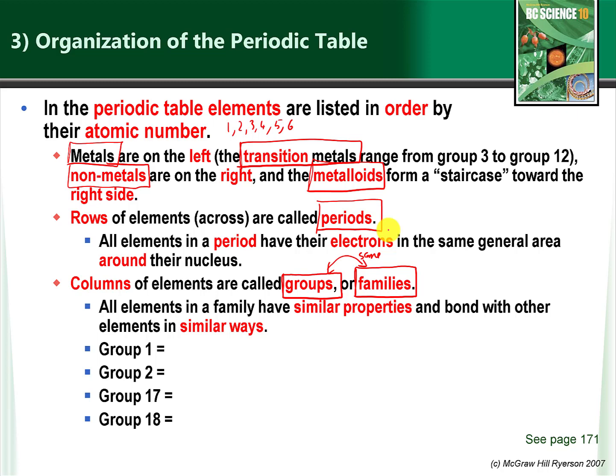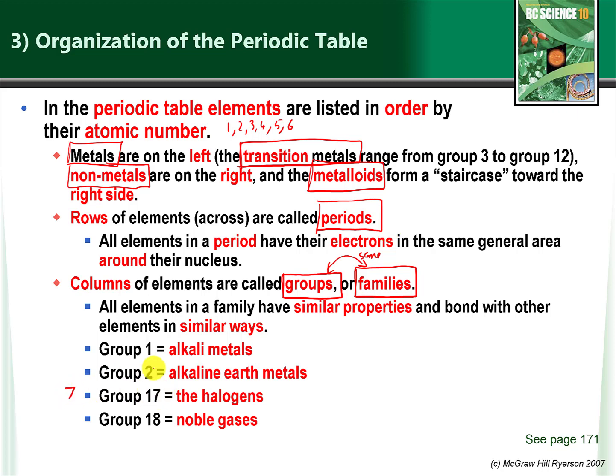And there are four families that you need to know by name. And they are alkali metals, alkaline earth metals, the halogens, and noble gases. And sometimes they call group 17 actually just group 7. And sometimes they say group 18, sometimes they just say group 8. I'll show you why. So you need to know where the alkali metals are, the alkaline earth metals, the halogens, and noble gases.